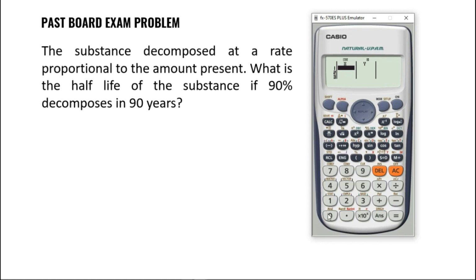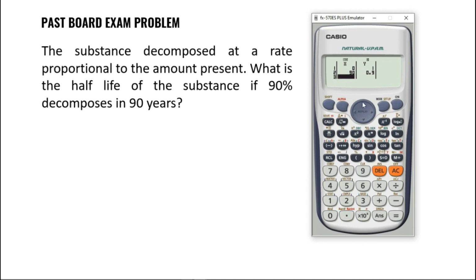Now here, ang sinasabi dito is, what is the half-life of the substance if 90% decomposes in 90 years? So here, at time 0, of course, buo pa yung ating material. So that is 100% or 1. Okay? 1 siya, in decimal natin siya guys. Now here, the substance is 90% in 90 years. So at time 90 guys, so this is 90, not 900, the amount of the substance is 90%, so this is 0.9, okay?